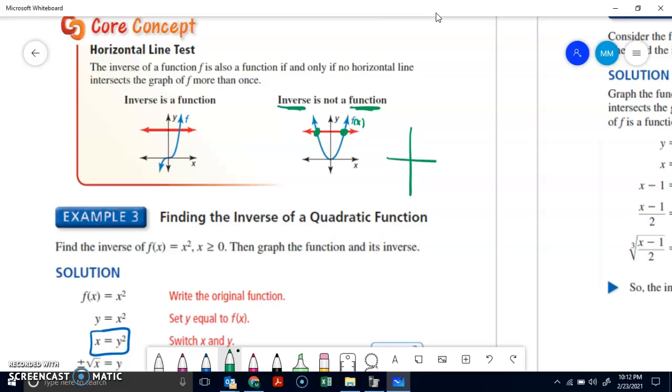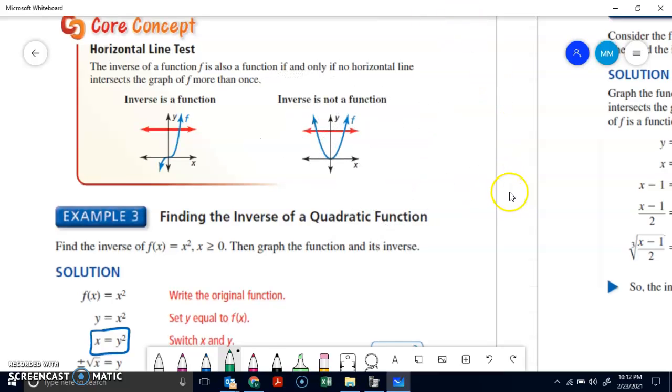Why would the inverse not be a function? Well, the inverse of this parabola would be a sideways parabola, and the sideways parabola wouldn't pass the vertical line test, so therefore it would not pass a horizontal line test. And that's all it is. Everything else that we're doing is the same as yesterday.